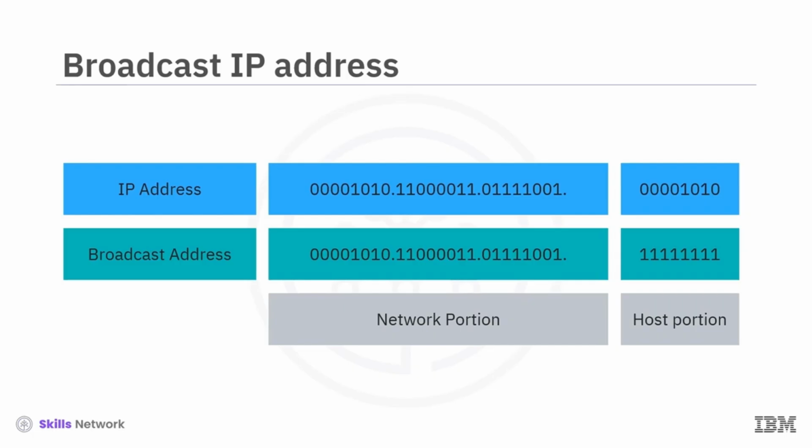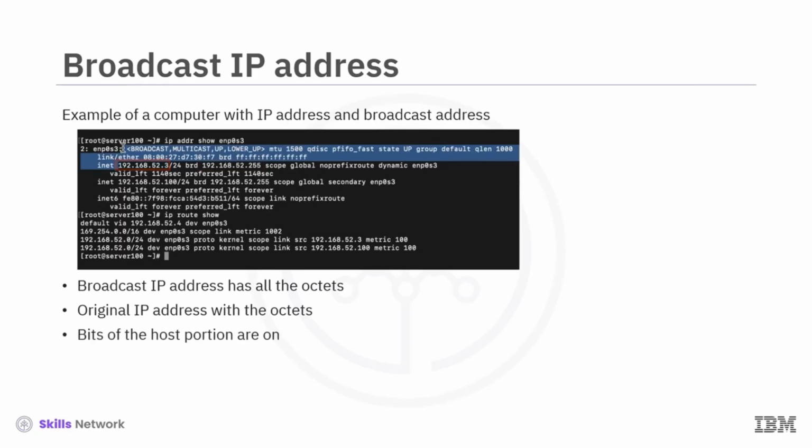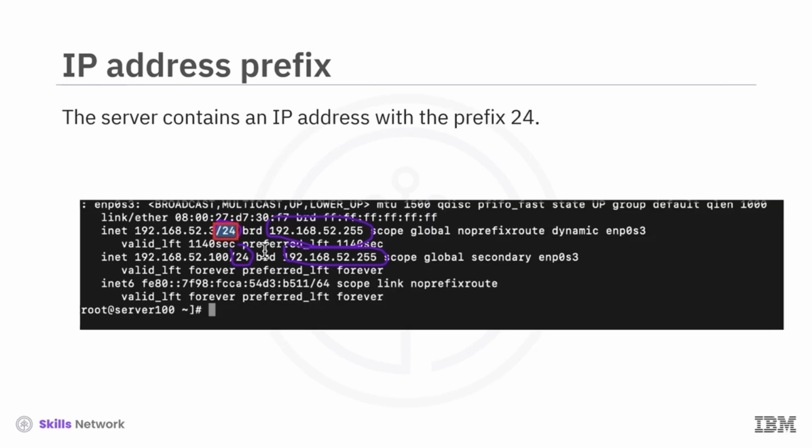The broadcast IP address is, in a sense, the opposite of a network mask. In this case, the broadcast IP address will have the octets for the network portion of the original IP address, with the octets or bits for the host portion turned on, or all set to 1. Thus, all the bits of the host portion of the address are turned on. For this computer, the IP address is 192.168.52.3, and the broadcast address would therefore be 192.168.52.255. On this server, you will find an IP address with the prefix of 24.